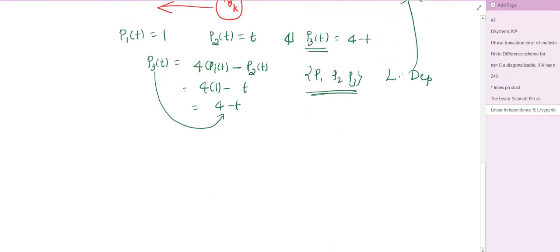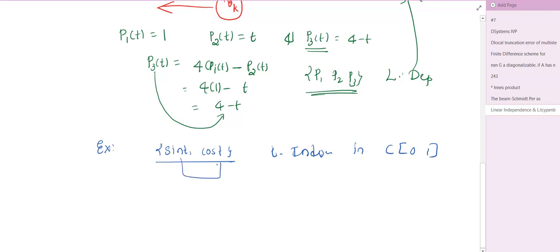Okay. Now, similarly, let's see another example. Suppose we have a set, say, sin t and cos t. These are linearly independent in the interval, say, 0 to 1, because sin t and cos t are not multiples of one another. Neither can I express sin t in terms of cos t, nor cos t in terms of sin t, in the closed interval 0 and 1.